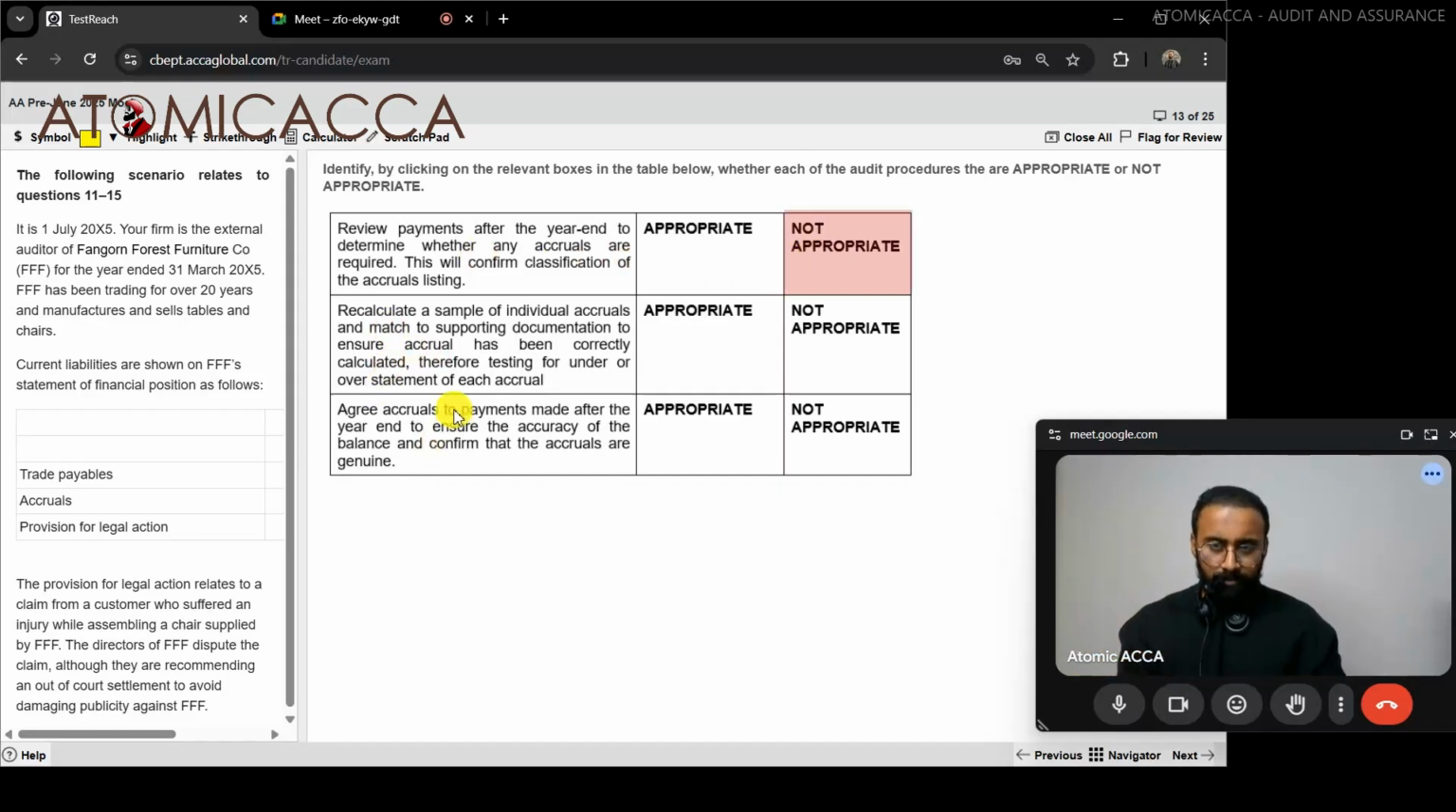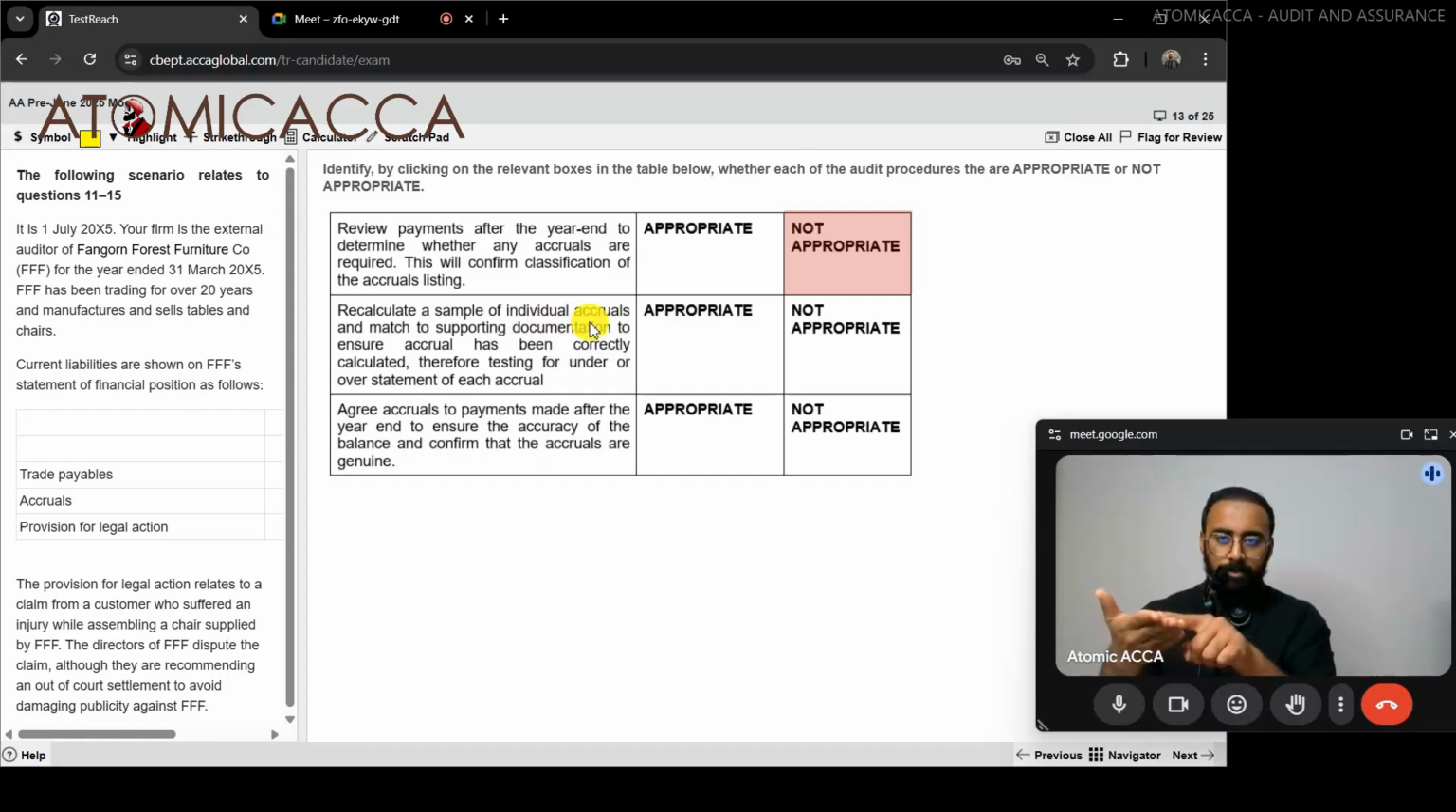Next one, recalculate a sample of individual accruals. Recalculate a sample of individual accruals and match to supporting documentation to ensure each accrual has been correctly calculated, therefore testing for under or over statement of each accrual. Okay, that is correct. When you're looking at individual accruals, meaning let's say Mr.